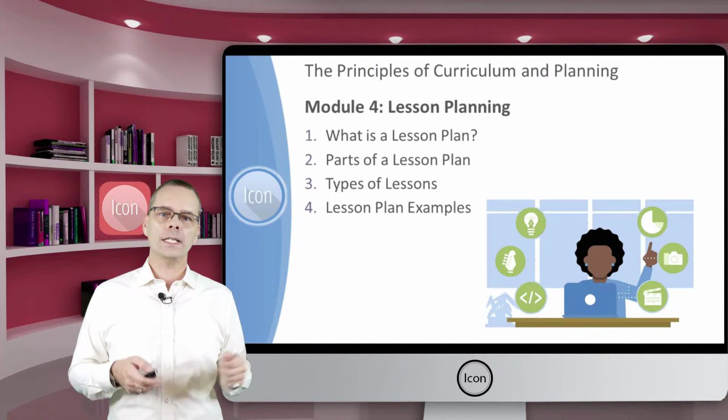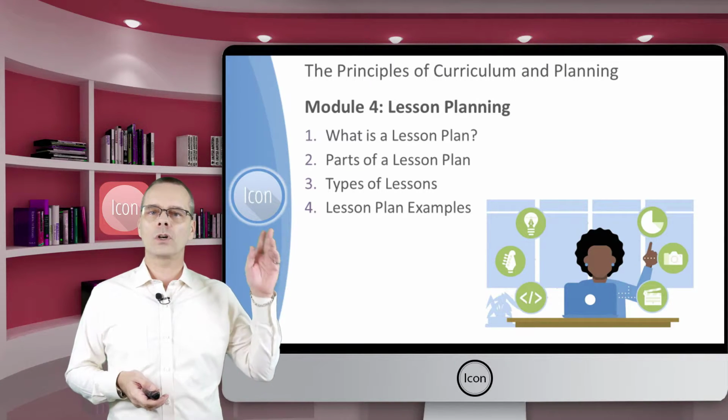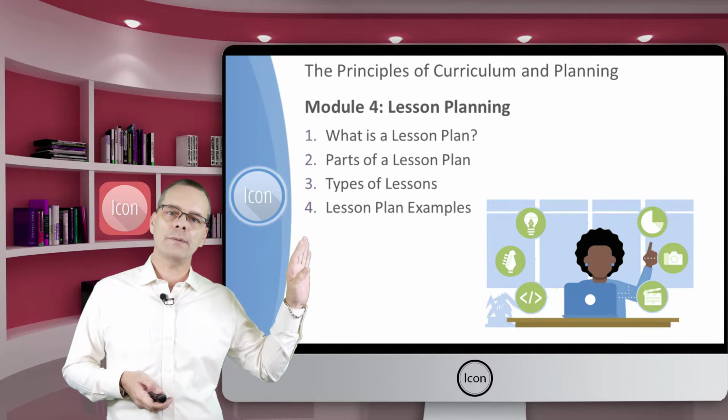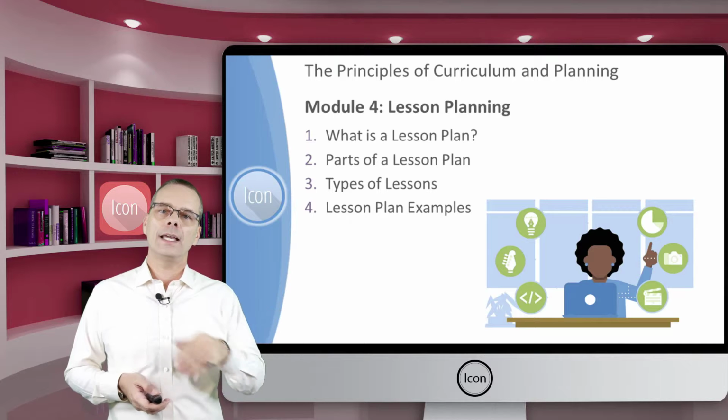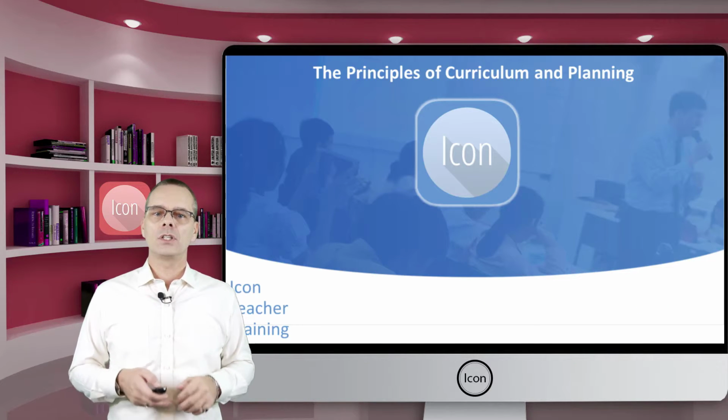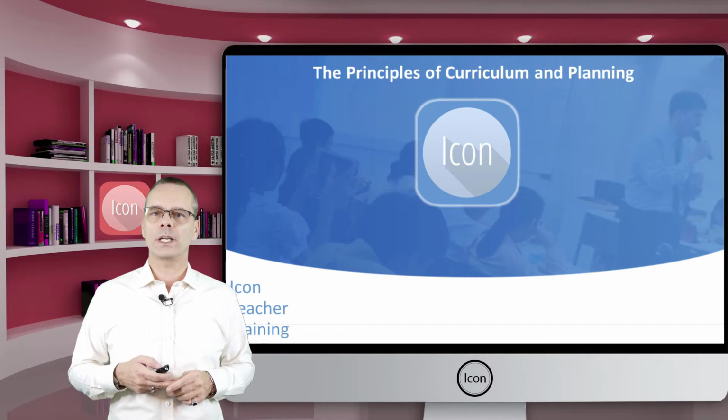Then Module 4 is lesson planning. We will talk about what is a lesson plan and what are the parts of it, what are the various types of lessons that you can use, and then as usual I will show you some examples of lesson plans. So all of that is the Principles of Curriculum and Planning.